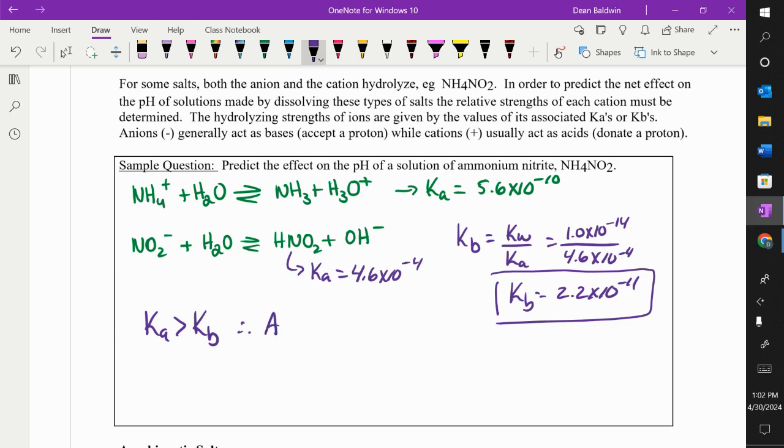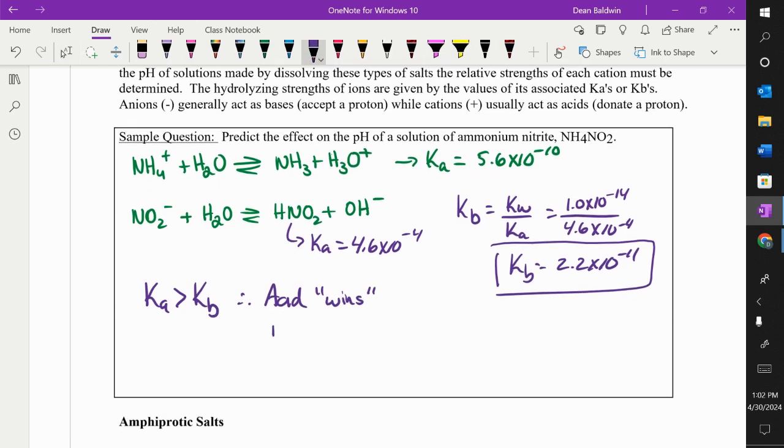So Ka is greater than Kb. Therefore, the acid, quote unquote, wins. And the pH would be less than 7. Not a ton. Those are pretty close. You'll see in the next one we get more of a discrepancy, but it'll be slightly less than 7. We don't actually calculate the pH because that is a very complicated thing. And we don't do that.